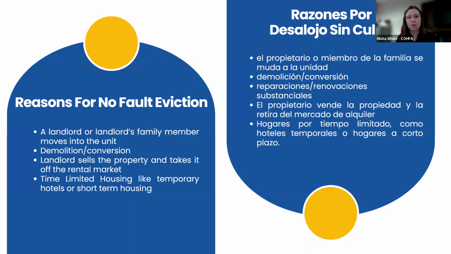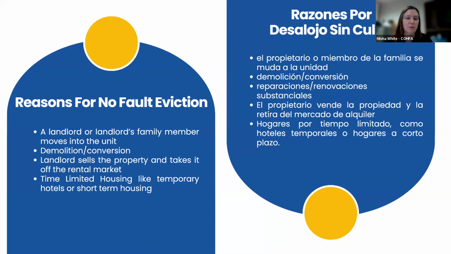For the majority of these, let me be a little more specific: for a landlord moving in, for demolition or conversion of a property, and I realized I was going to miss one, and it's in the Spanish and it's not in the English, which is substantial renovations and repairs. I did a good job of getting the Spanish in there and forgot to translate it back into English. So for a family member, for demolition, for substantial renovations, there would be a 90-day notice period. That's significant, right? We're talking about a landlord having to provide 3 months of notice.